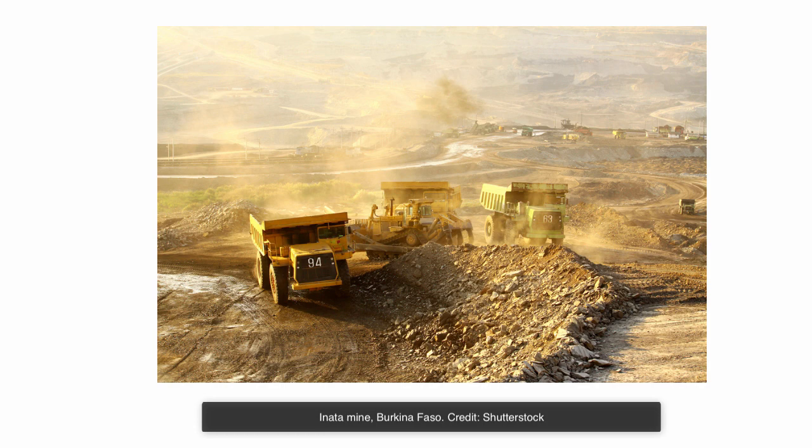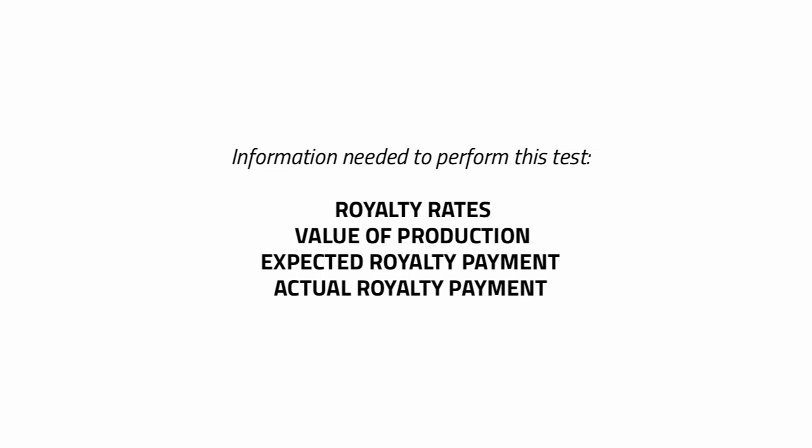To carry out this test, we need to have 4 pieces of information: what the royalty rate for the project is, what the value of production from the project is, how much we would expect the company to have paid in royalties, and how much the company actually paid in royalties. First, we need to confirm that the royalty regime in Burkina Faso is based on the value of production, and to identify what the royalty rate is.